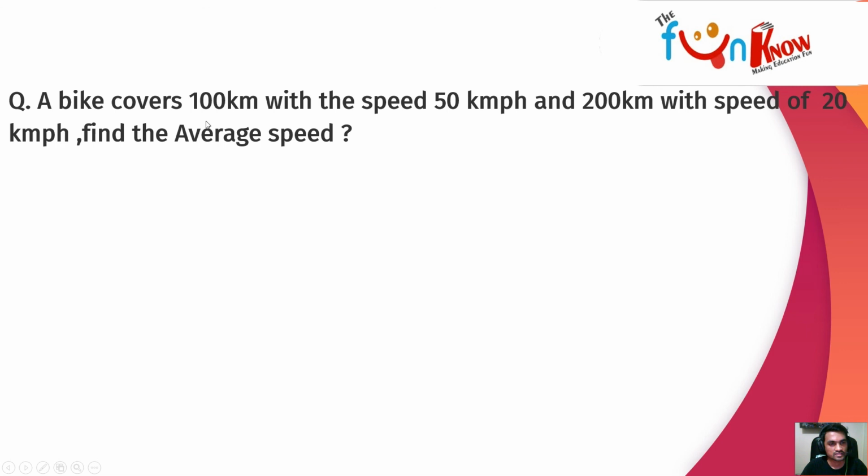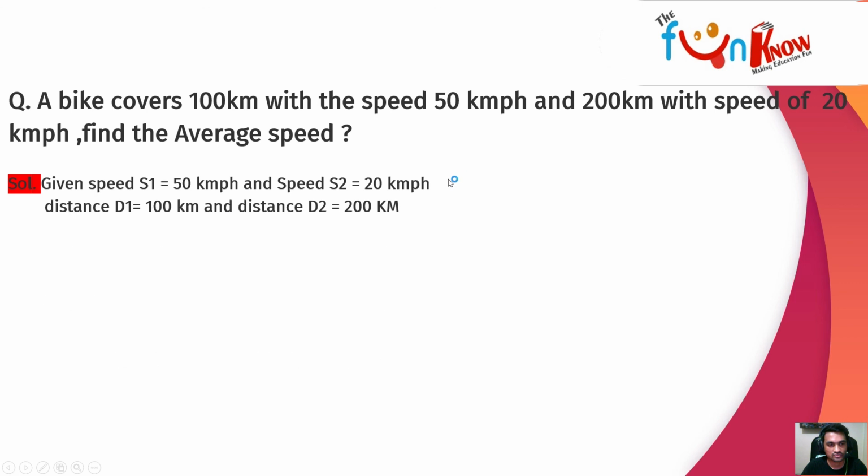A bike covers 100 kilometers with a speed of 50 kilometers per hour and 200 kilometers with a speed of 20 kilometers per hour. Find the average speed. So here two speeds are given, let's say this is speed 1 and this is speed 2. So S1 and S2 will denote it: 50 kilometers per hour and 20 kilometers per hour. And the distance we will denote as D1 and D2, which is 100 kilometers and 200 kilometers. So what is not there?